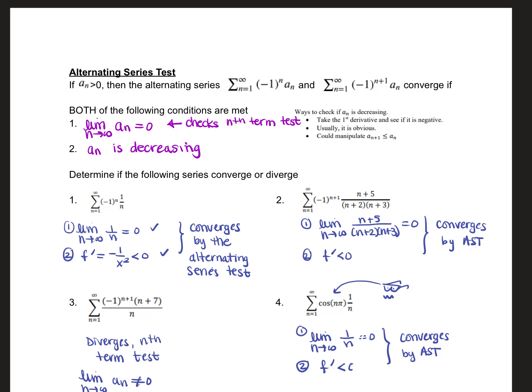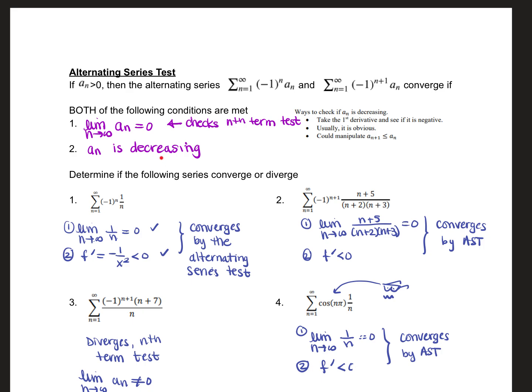All right, so the next test we're going to talk about is the alternating series test. Obviously, it only works for alternating series, but someone will try to do it with a non-alternating series. You need to check two conditions. One, that the limit of the sequence is equal to 0, which you should have checked already because that's the first step of the nth term test for divergence. The second thing you need to check is that the sequence is decreasing.